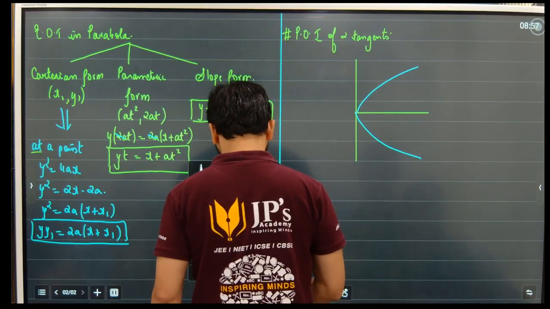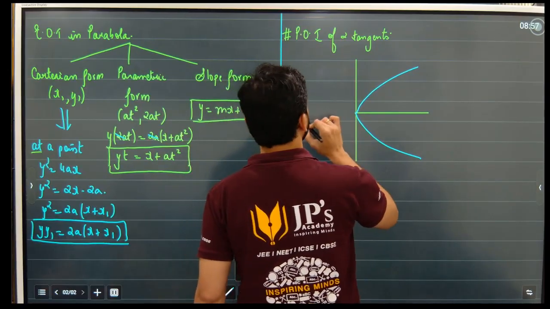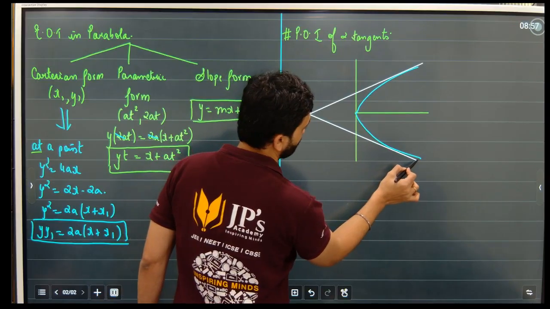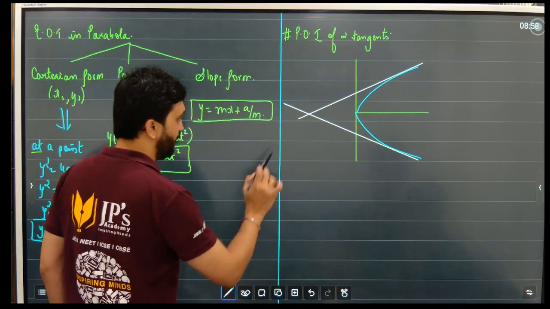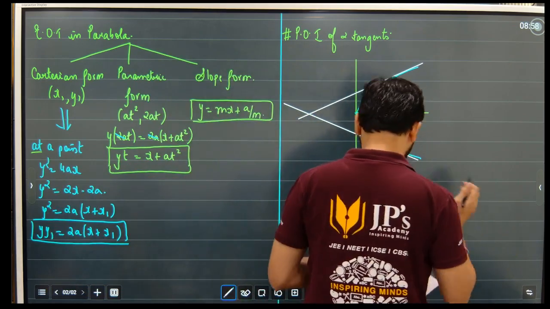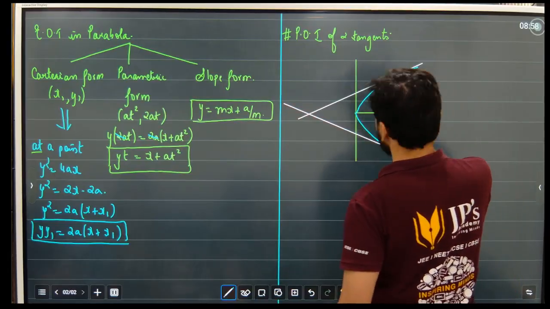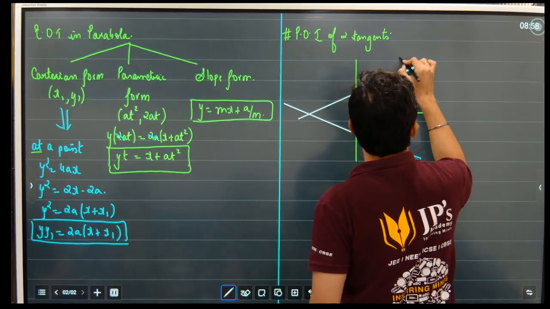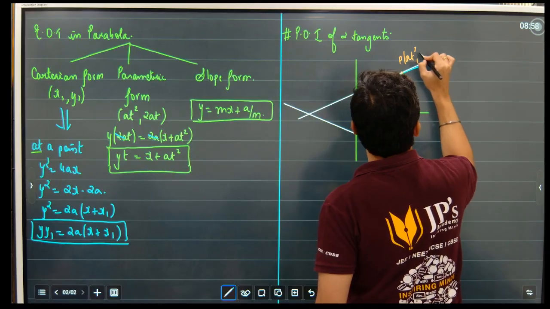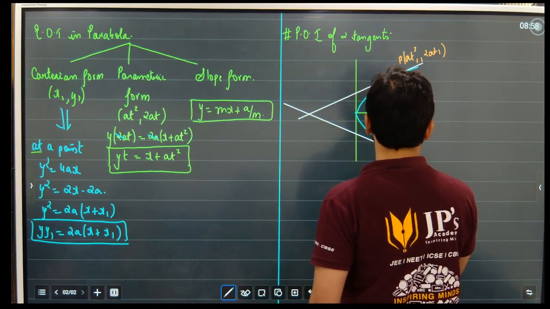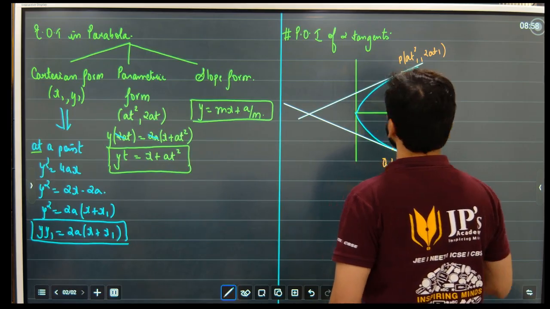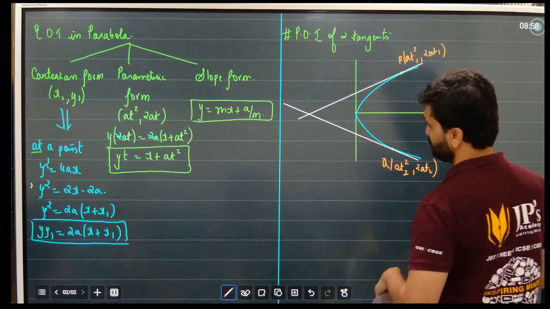Think of it like this. If I am drawing the point of intersection of two tangents, imagine this is the first tangent, this is the second tangent, and they are intersecting at a point P. Now this is your first parameter, P (at1^2, 2at1), and Q (at2^2, 2at2).